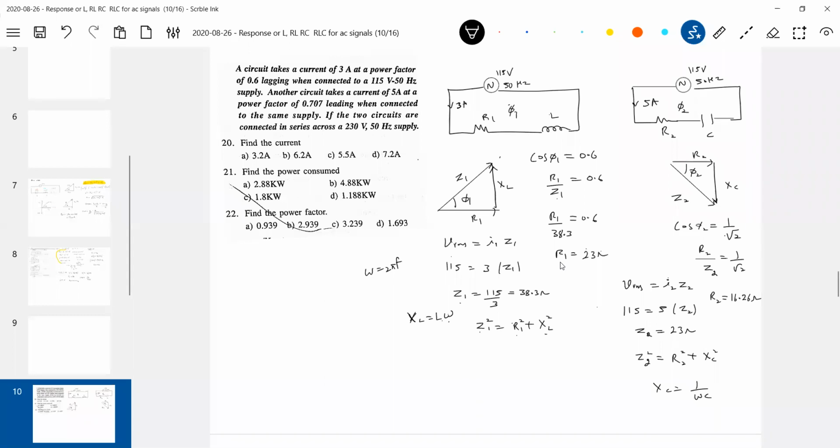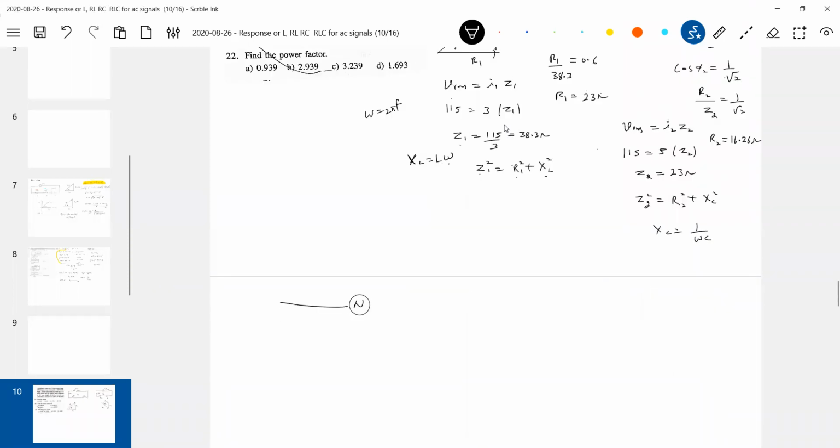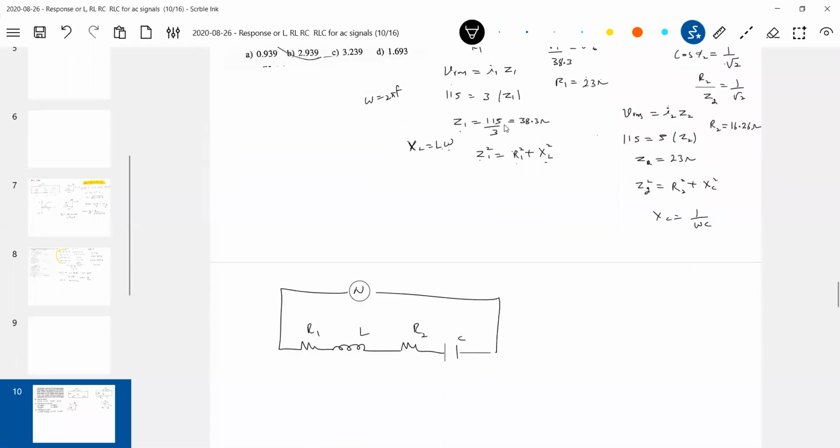After this, R2 32.53. Check once. 16.62. What are we getting? 16.26 only, sir. Yeah, that one. Yeah. Now I'll connect them in series across another source. R1, inductor, R2, capacitor. This is having how much? 230 volt.